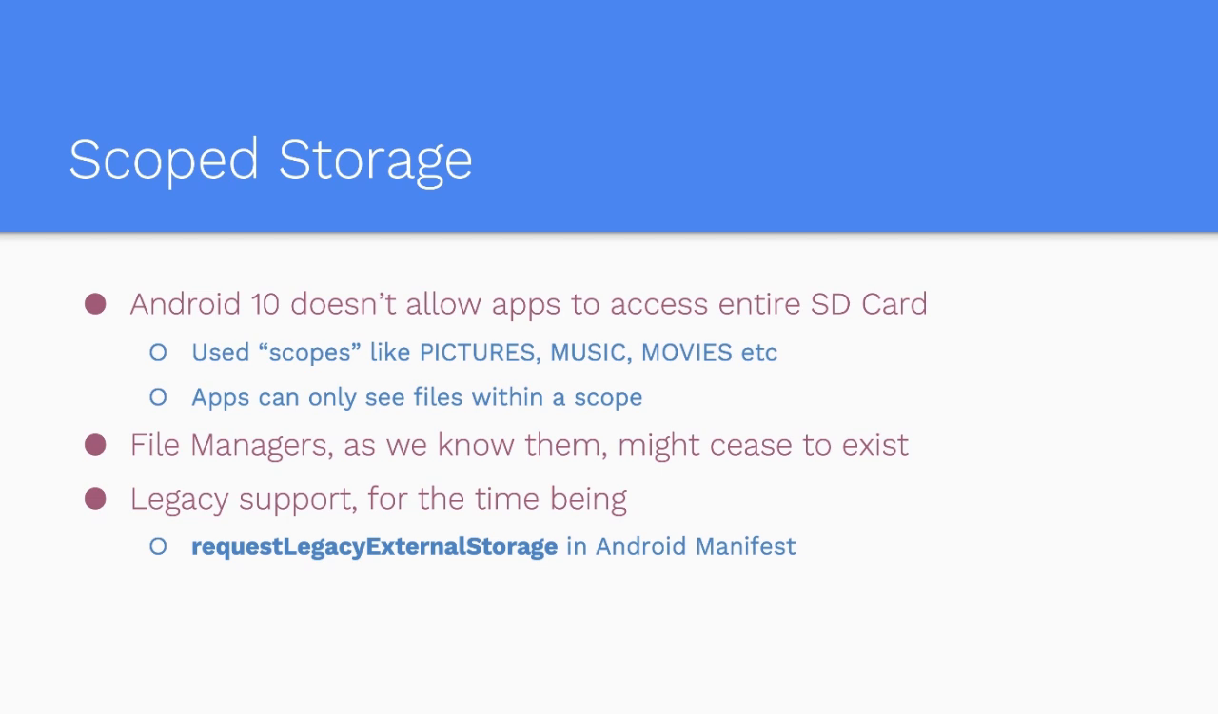The first thing that has changed is scoped storage. Starting from Android 10, how the apps could access the entire data of internal storage and SD card if they had the read and write storage permission, that is going to go away. There are going to be scopes like pictures, music, movies, etc. So apps can see data inside a scope. Like if an app has access to the picture scope, they can see all the pictures on the phone, but they won't see it as files or folders. They would just see all the pictures. So it's kind of a shift, and it's very interesting.